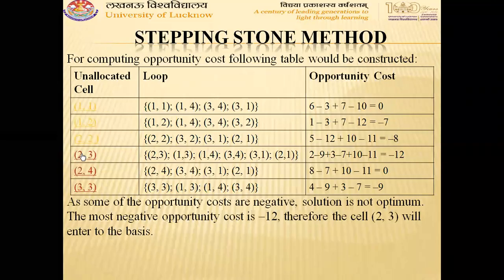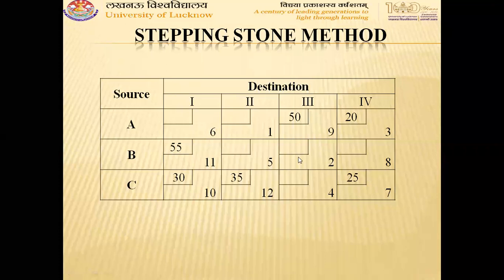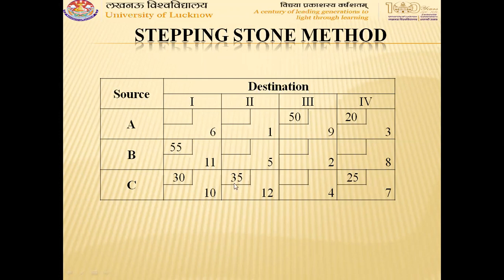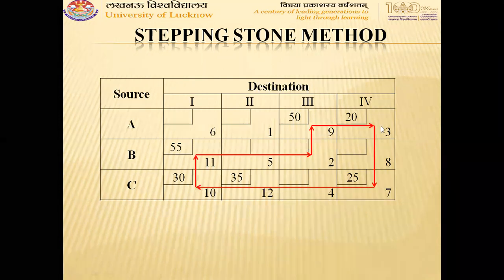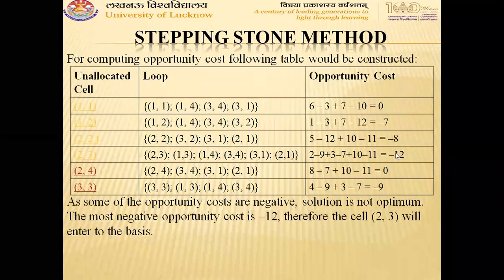Now the next cell is 2,3. We can construct a loop 2,3, 1,3, then 1,4, 3,4, then 3,1 and 2,1. In this manner we can construct a loop, and the opportunity cost will be 2 minus 9 plus 3 minus 7 plus 10 minus 11, that is minus 12.